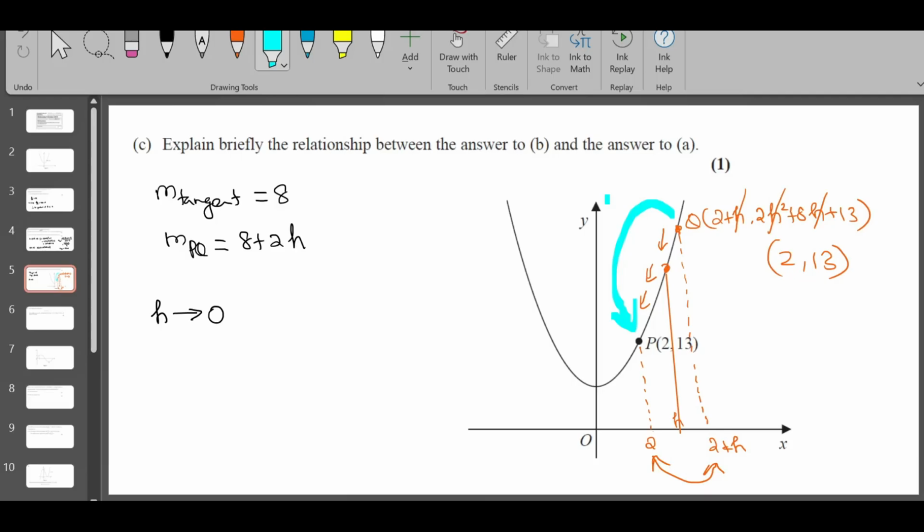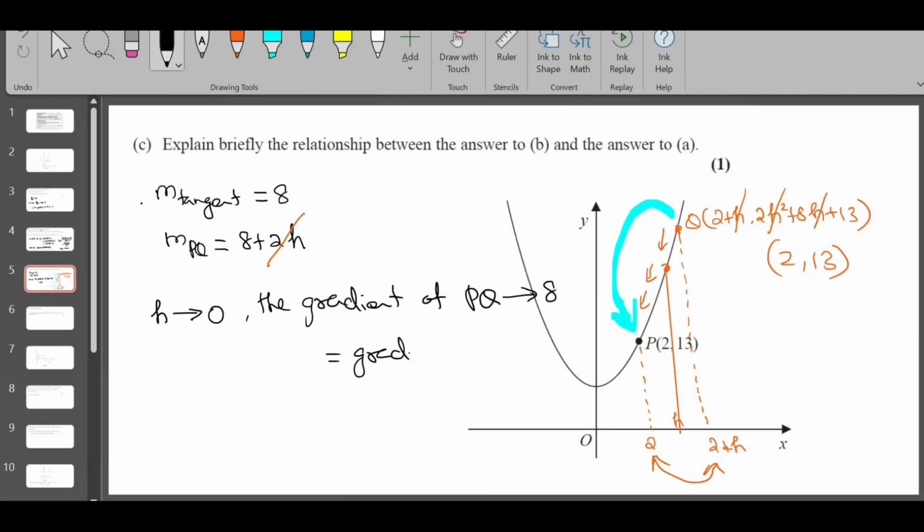Q becomes P, right? And then look at the slope. When you put h as 0, the slopes are the same, right? So we need to explain that actually when h tends to 0, the gradient of PQ tends to 8, which is equal to the gradient of the tangent at P. Both the slopes will be the same.